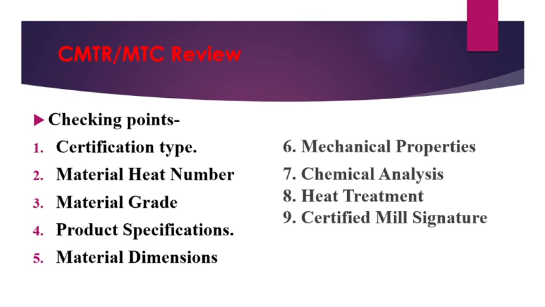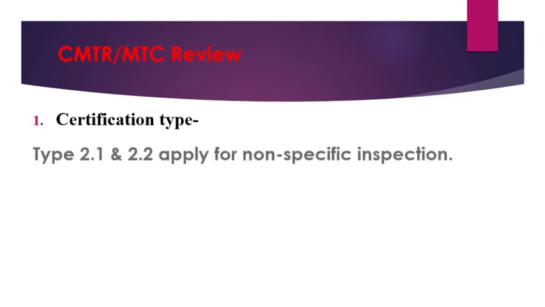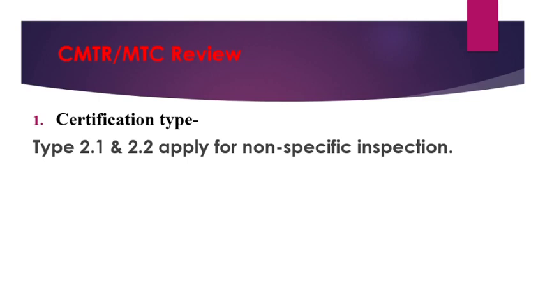Now I will try to discuss the points one by one shortly. What is the certification type? There are types 2.1 and 2.2, which apply for non-specific inspection. For type 2.1 and 2.2, the manufacturer can provide this certificate. They don't have any specific inspection category, that is, what type of inspection is required.